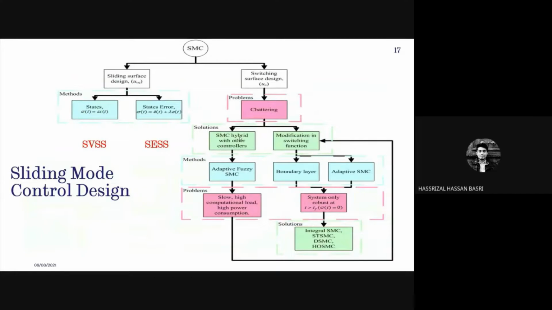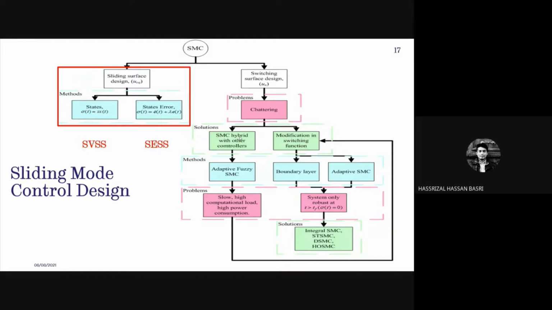In conclusion, I can say how we want to design the dynamic control. This is what I do research on. The application is spacecraft attitude and orbit. The dynamic control design is divided into two parts. Firstly, sliding surface design. To design the sliding surface, there are two ways, by using the states and also the states error, SVSS and SESS. As I mentioned earlier, I choose SESS because it is more suitable for my application.